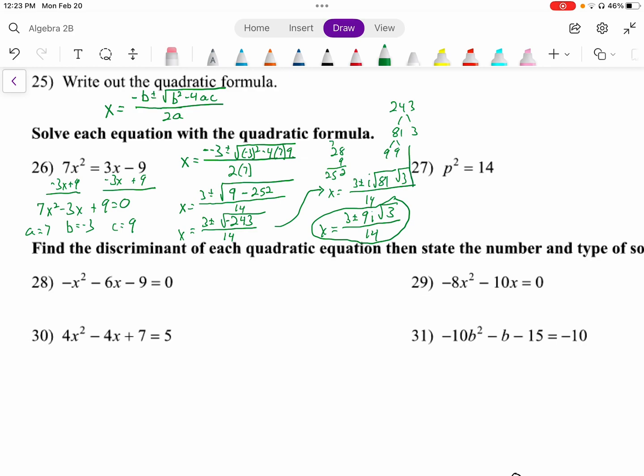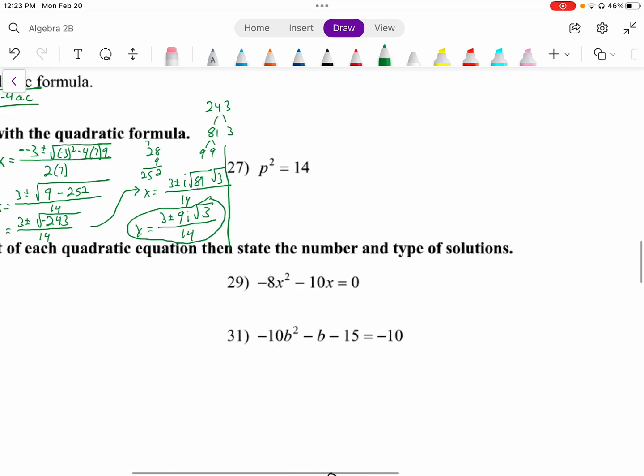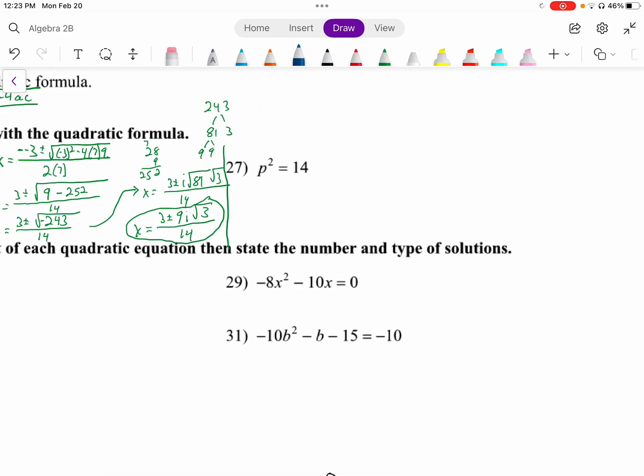27. The directions say solve each equation with the quadratic formula. That's not the best way to solve this, but we'll follow the directions. So in order to use the quadratic formula, you want to get all terms to one side. So we have p squared minus 14 equals 0. And we want to be careful with this. A equals 1. That's the coefficient of the squared term. B is going to equal 0 because there is no linear term. And then C is going to be negative 14.